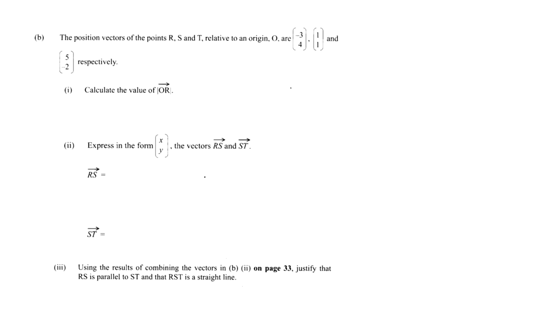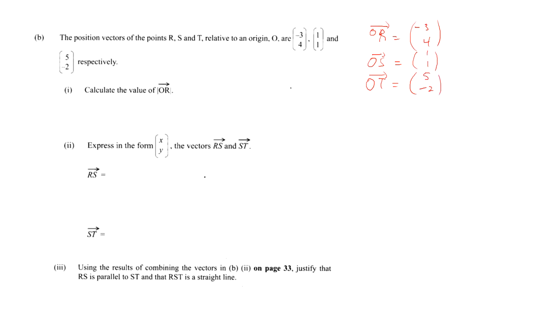Okay, so we have position vectors R, S, and T relative to an origin, and they gave us these column vectors. So therefore, what we can say is that OR is equal to minus 3, 4. This is information they give us here. You just need to write it in a way that will help you in the question. So OS is equal to 1, 1, and OT is equal to 5, minus 2.